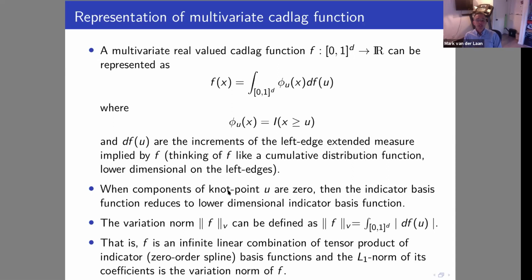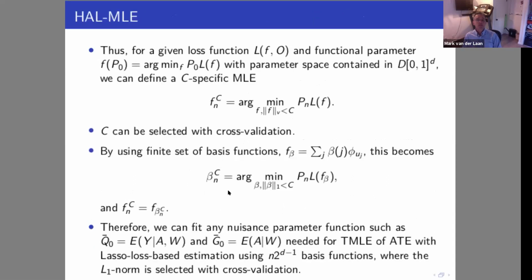So the conclusion is you can write any function which is cadlag, right continuous with left-hand limits, as an infinite linear combination of tensor products of these indicator, really spline, basis functions, where the L1 norm is actually the variation norm of the function, how much it goes up and down. So that means with this representation, many of our functional parameters, like conditional densities, conditional hazards, conditional means, can all be written this way.